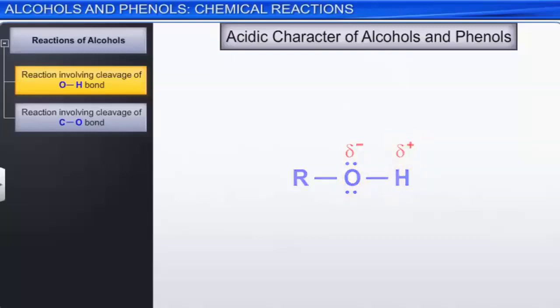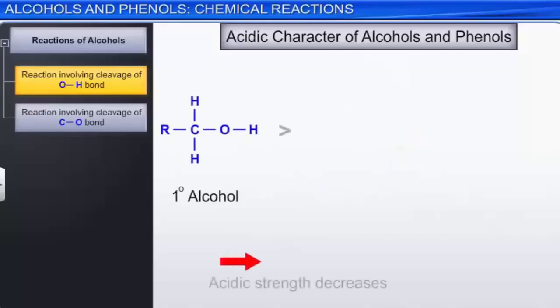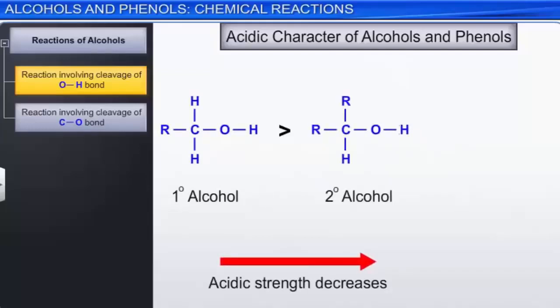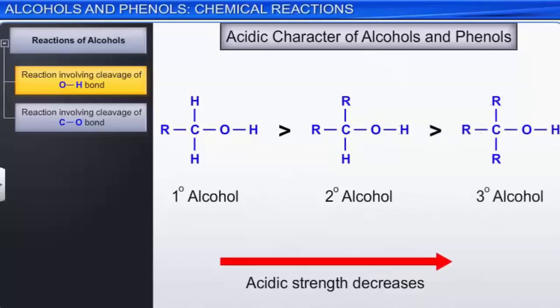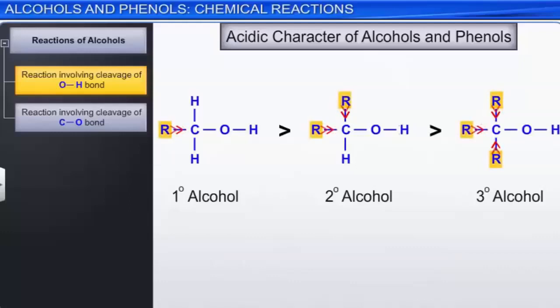Let us now understand why primary alcohols are more acidic than secondary alcohols, which in turn are more acidic than tertiary alcohols. The presence of alkyl groups in alcohols increase the electron density around oxygen by the inductive effect. As alkyl groups donate electron density to the oxygen, the oxygen-hydrogen bond becomes less polar. It then becomes difficult to remove an H+ ion from the alcohol. The inductive effect explains the relative acidities of alcohols.